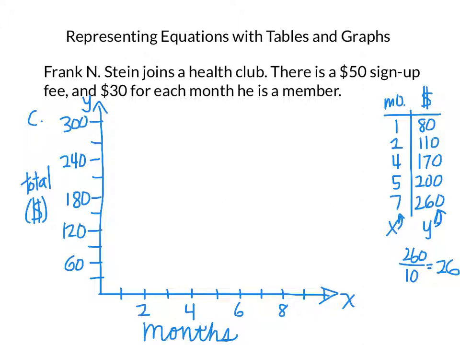Now I do my best to plot the points. 1 and 80. I know 80 is between 60 and 90, so right about here. 2 and 110 is just below 120. 4 and 170 is just below 180. 5, 200 is just below the 210. And 7, 260 is just below the 270.